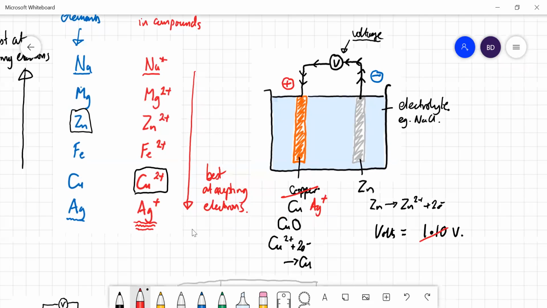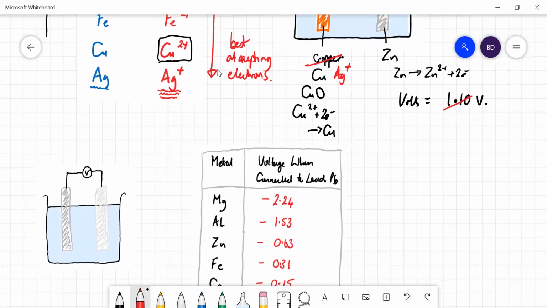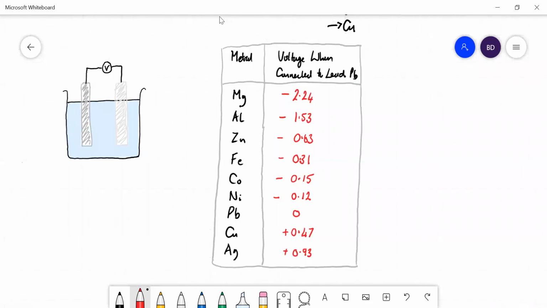You'll see a lot of questions where you get to compare lots of different metals here. So what I've got here is lead, Pb. That's the lead metal, and this is going to be metal 2, the second metal. And we're going to measure the voltage on this voltmeter. Now, when you connect it with magnesium, you get a very big voltage. You get the biggest voltage on this chart, 2.24, because magnesium is a very reactive metal.